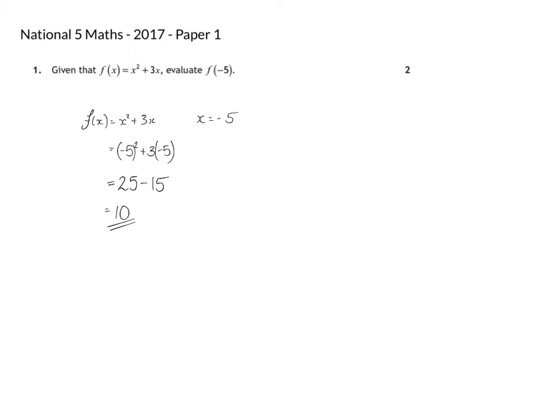In this case, 2 marks. Our first mark is for substituting in and knowing that x is negative 5. And our second mark is for getting our answer of 10.